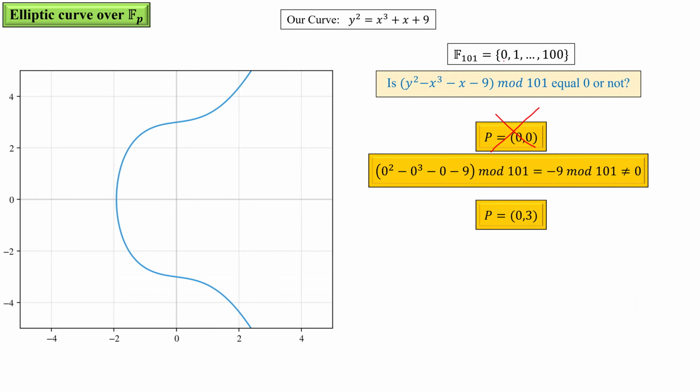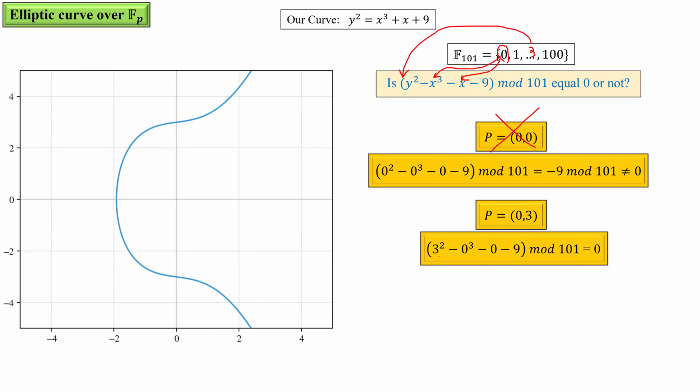Again, we want to choose 0 for x and 3 for y. If you put this value in the formula, you will see that 3 to the power of 2 minus 0 to the power of 3 minus 0 minus 9. This is 9, and 9 minus 9 equals 0. So then this check is approved. So point 0 and 3 is a valid point.